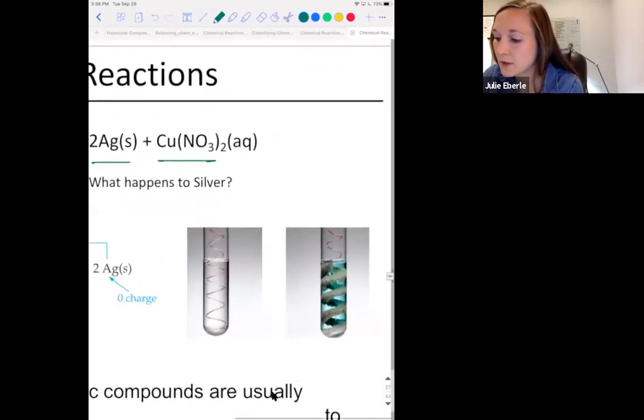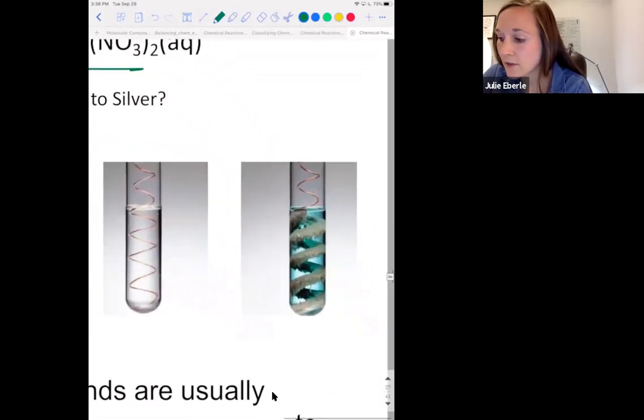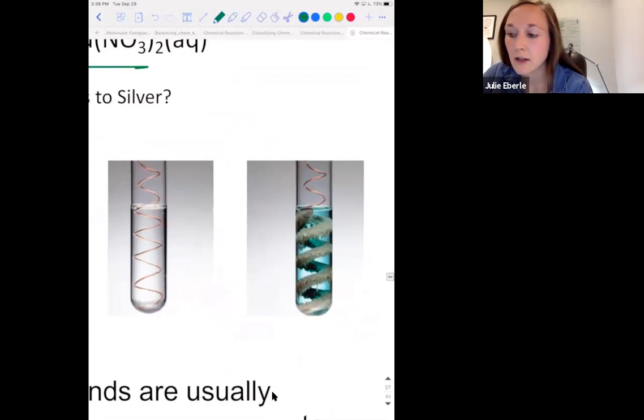These test tubes over here actually show you what happens if we were to do this in lab, okay? You have a copper metal wire in this silver nitrate solution, and as you let it sit, this gray stuff that you're forming is the silver, and then you see how the solution has turned blue a little bit? That's what copper does to things, right?